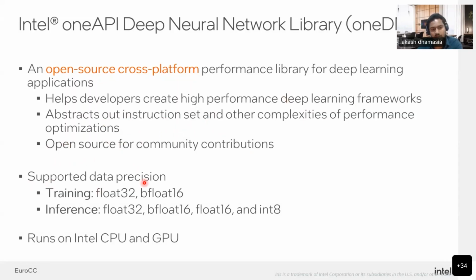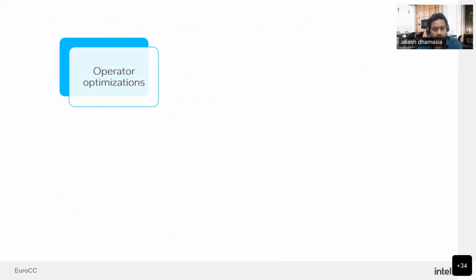It supports multiple data precisions like float32 and bfloat16 for the training phase. In inference, it supports float32, bfloat16, float16, and int8. So using these kinds of data precisions, it can optimize your application. This oneDNN runs on both CPU and GPU, so you can use Intel CPU and GPU and get all the optimizations of oneDNN. I'm going to talk one by one about how oneDNN actually does all the optimization.